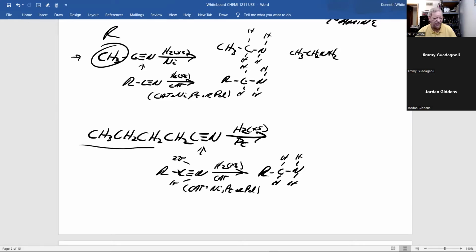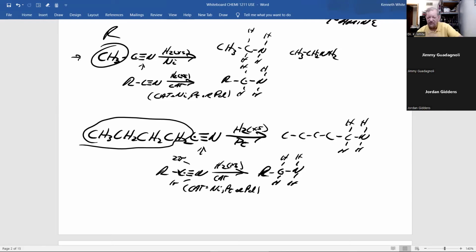So what's my R group? This carbon becomes this carbon, but I have 1, 2, 3, 4. Then that carbon, which is bonded to the nitrogen, you break two pi bonds, and each one gets two hydrogens. And the rest, I know there are four bonds to carbon.